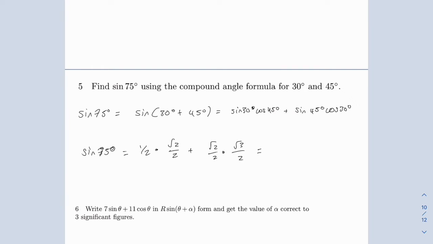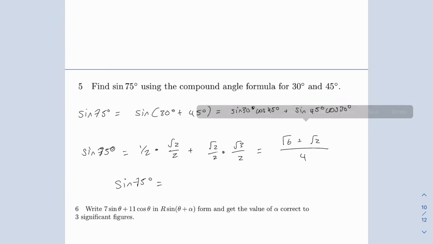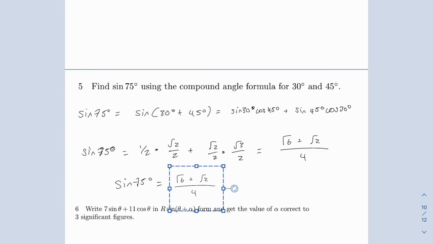Now if you look closely, what does it turn into? Well, it can turn into root 6 plus root 2 over 4. Okay, and that then will be our answer. So pretty basic question, just a bit of an explanatory question, but relevant all the same because it demonstrates the value of the compound angle formula.